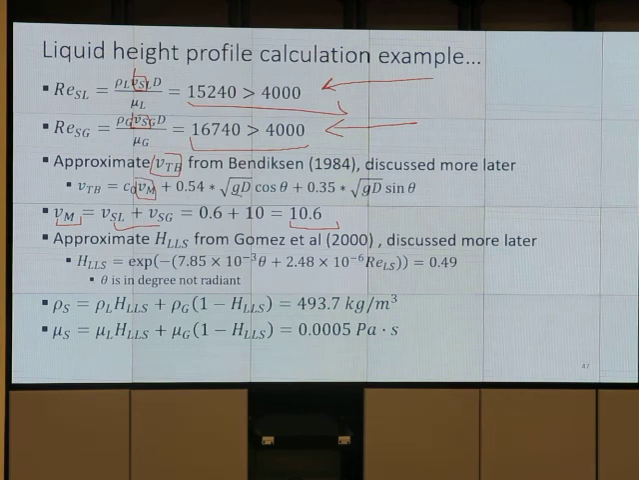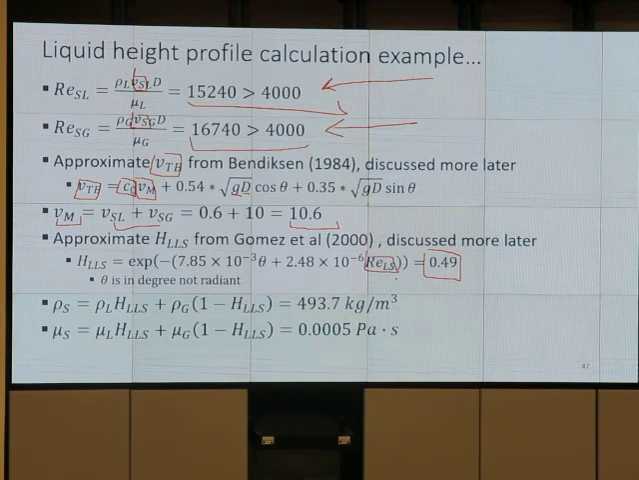And I have g 9.8, D 0.0254, and put everything in, I get VTB. Okay. C0 in this case is 1.2 that I put in. Then I use HLLS from Gomez et al. 2000. Get the value of HLLS 0.94. Okay. The HLLS correlation requires a Reynolds number based on LS, the slug Reynolds number.